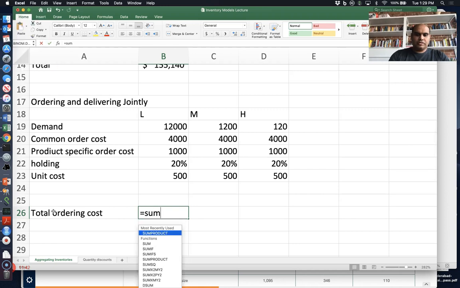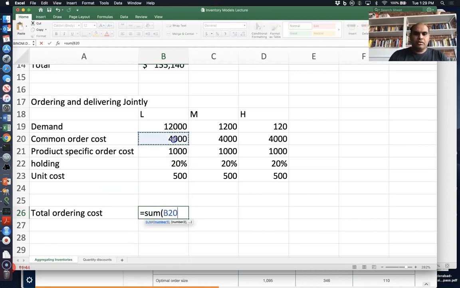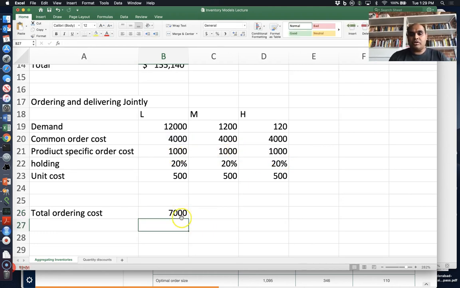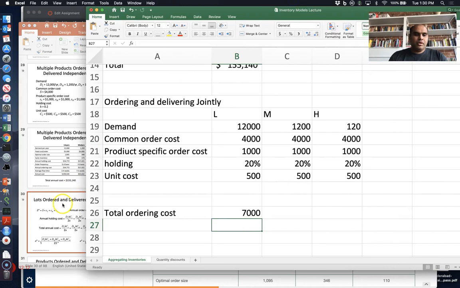Total ordering cost is the sum of 4,000 and 1,000. So we are not going to pay 4,000 three times. We're just going to pay the 4,000 once, and then you're going to pay 1,000, 1,000, 1,000 separately for each of the three orders. So the total ordering cost will now be $7,000. Now the unit cost is still $500 per unit. The holding cost is still 20%. So that thing doesn't change, right?